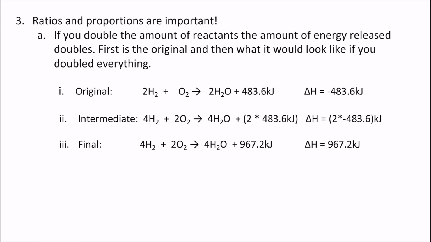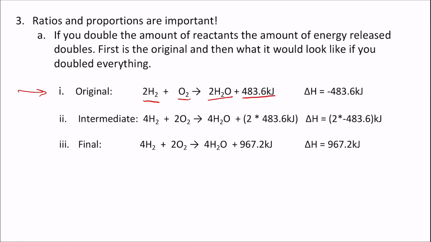Ratios and proportions are important. If you double the amount of reactants, the amount of energy released doubles. First is the original, and then what it would look like if you doubled everything. So take a look here. We have the original problem. We have 2 hydrogen, 1 oxygen, and we have 2 water.